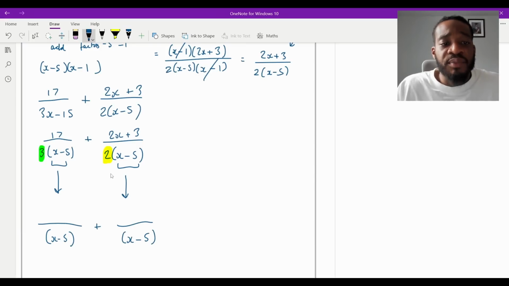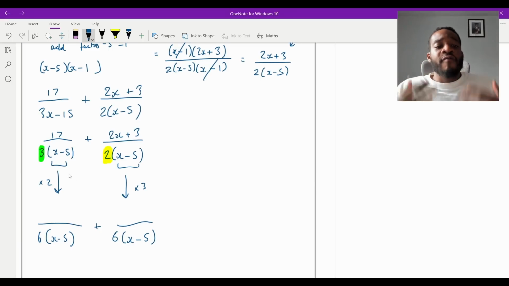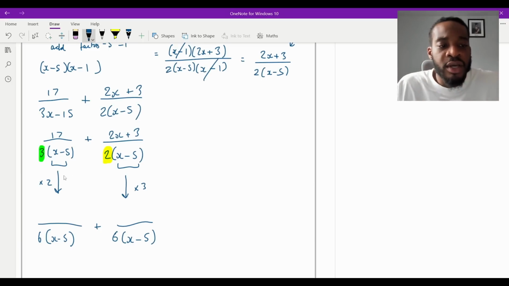I want both of these to be a 6. So to go from a 2 to a 6 here, I would have to times by 3. And then to go from a 3 to a 6, I would have to times by 2. And obviously, fractions are equivalent. Whatever I do to the bottom, I must do to the top. So if I times the 17 by 2, I'm going to have 34. And then this one I've times by 3, so I have to times this numerator by 3. So you've got to times each term.